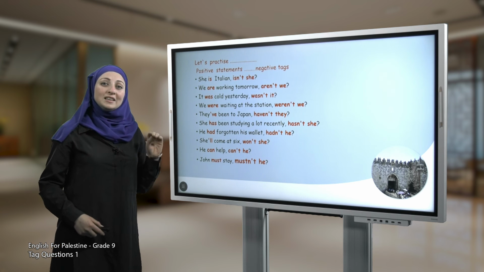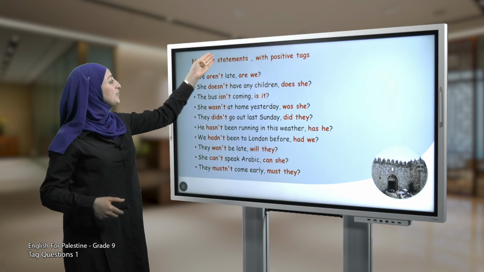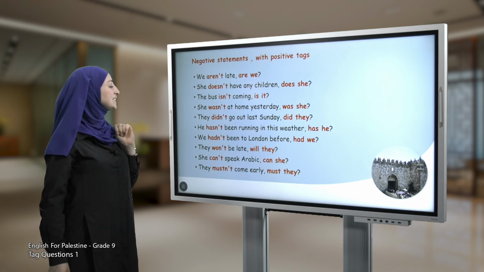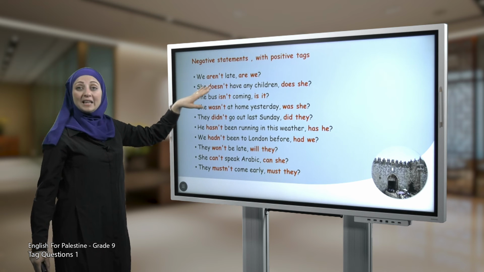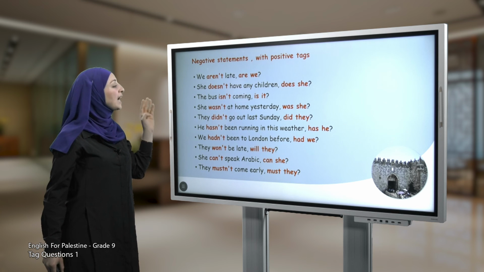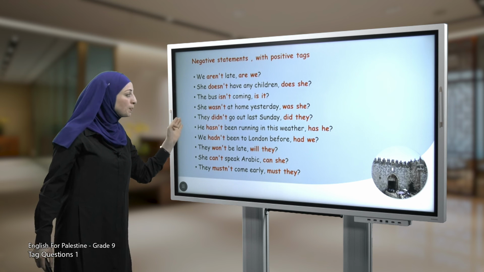So now, let's talk about another thing. Negative statements with positive tags. We have examples here. We aren't late. The verb here is negative, so the tag should be positive. Are we? Then she doesn't have any children, does she? The bus isn't coming, is it? Because I'm talking about the bus.